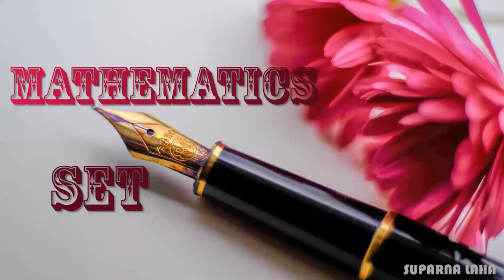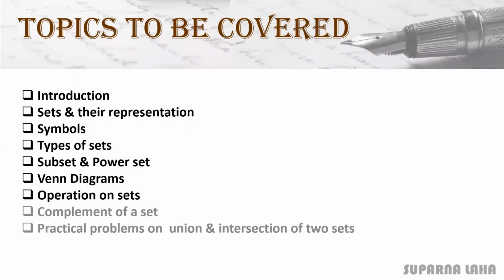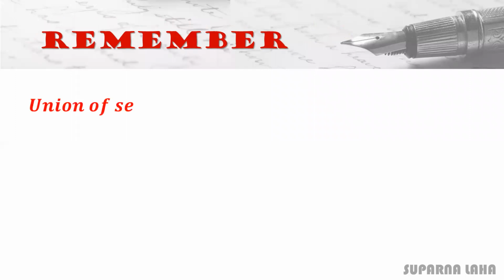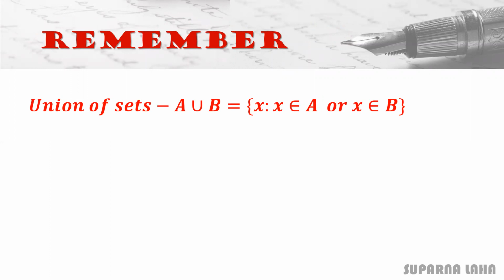Welcome students. We're discussing this chapter on sets, and we have already completed up to operations on sets. So the operations on sets, just recall them. First is union of sets, that is A union B. That means elements X such that X is in A or X is in B.